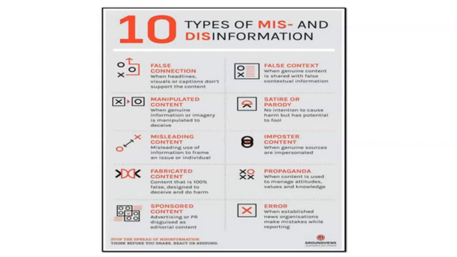There's imposter content, when somebody creates a fake identification online and uses a genuine source to misrepresent another person. There's propaganda, when content is used to manipulate the viewer's own views. And then there's just error, when information is fake or dated or has been misproven, but it's still circulating online.